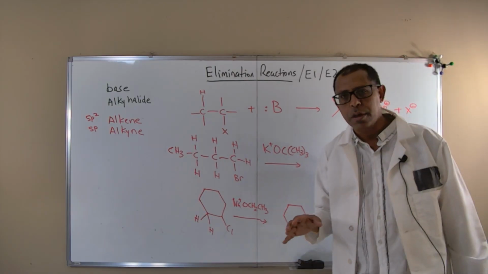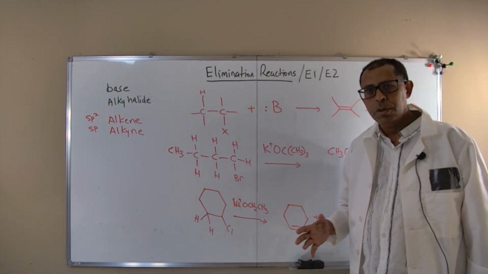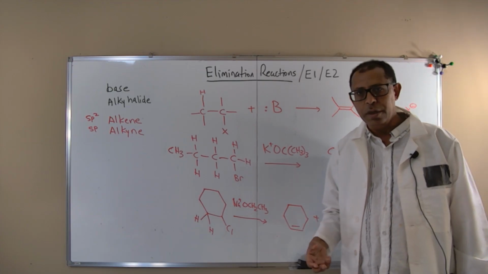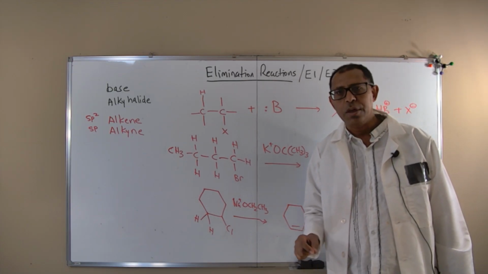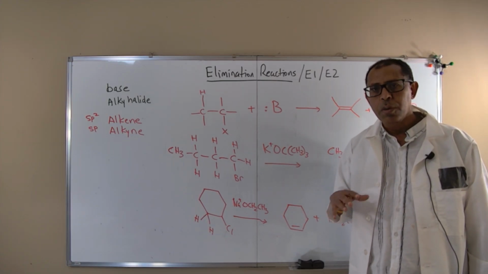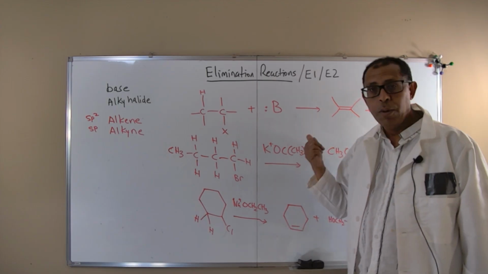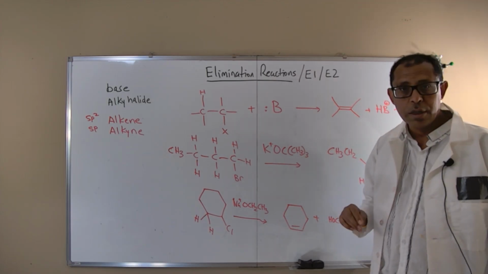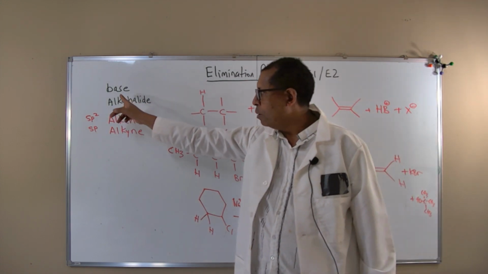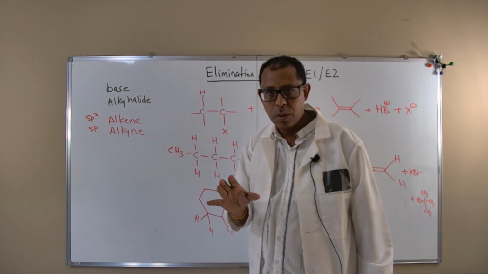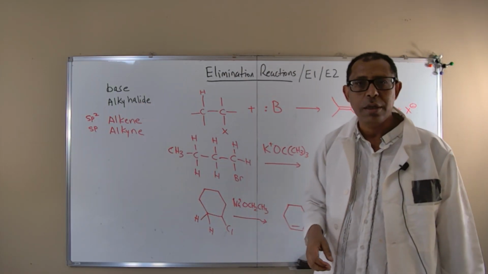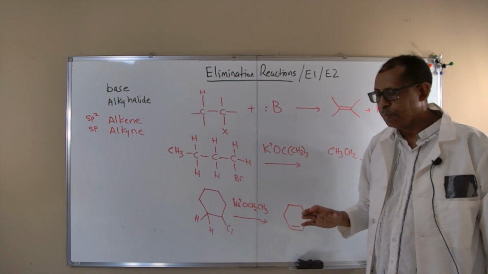Sometimes it has some resemblance with substitution reaction. So we're going to devote the whole series of videos on elimination reaction. This is a continuation from another chapter, which is substitution reaction. Now we're going to study elimination reactions of E1 and E2 type. For that you need a base, a strong base in most cases, and an alkyl halide, which you have seen in the substitution reactions.